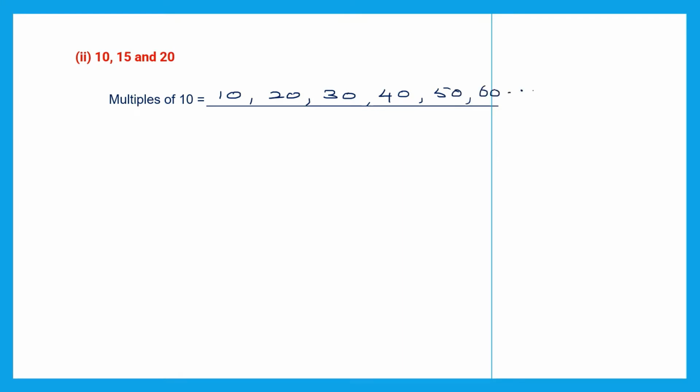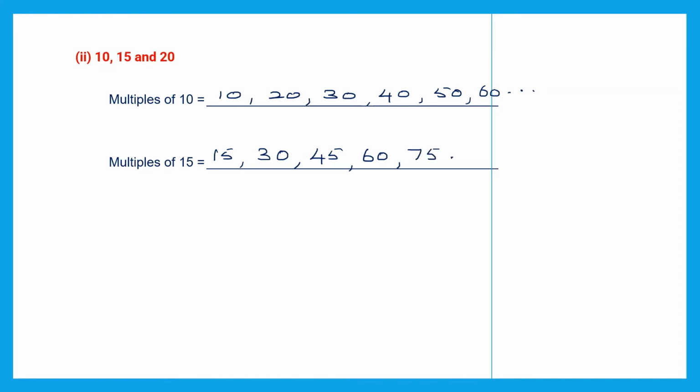Question 2, 10, 15 and 20. So let's write the first few multiples of 10. 10 ones are 10, 20, 30, 40, 50, 60. We'll stop at this. It goes on and on. Okay. Then multiples of 15. 15 ones are 15. 15 twos are 30. 15 threes are 45. 15 fours are 60. 15 fives are 75. Okay, and so on.